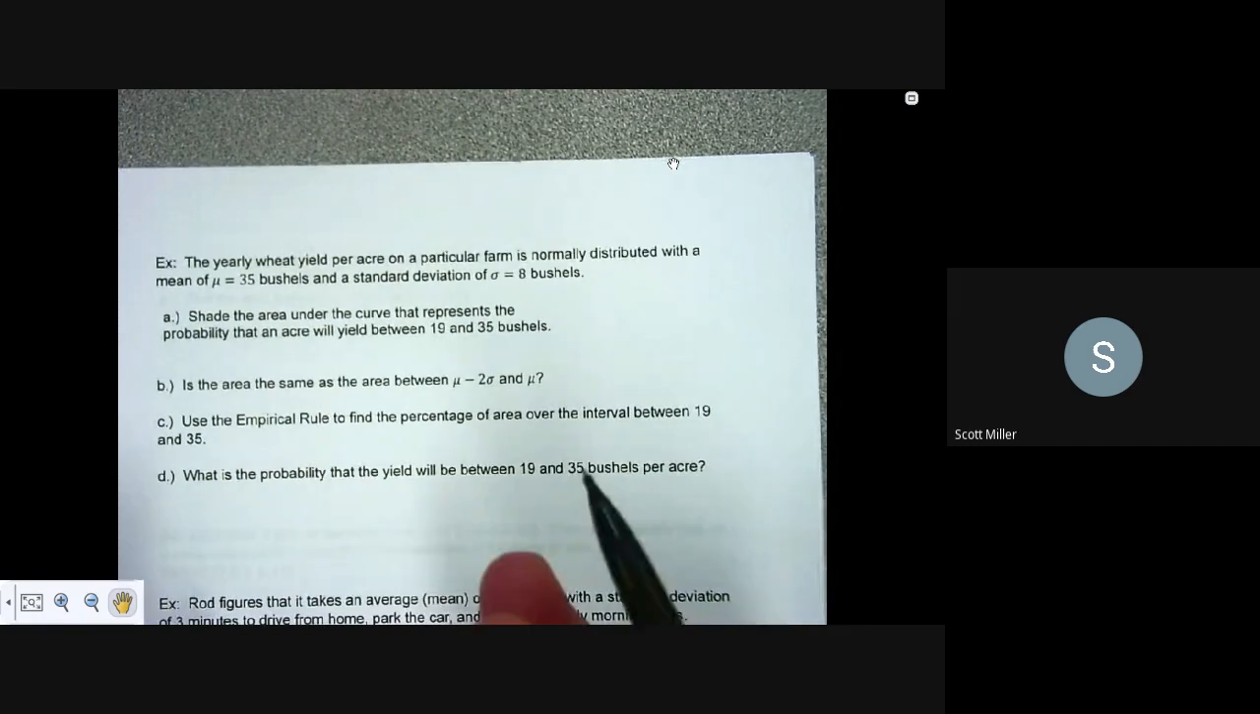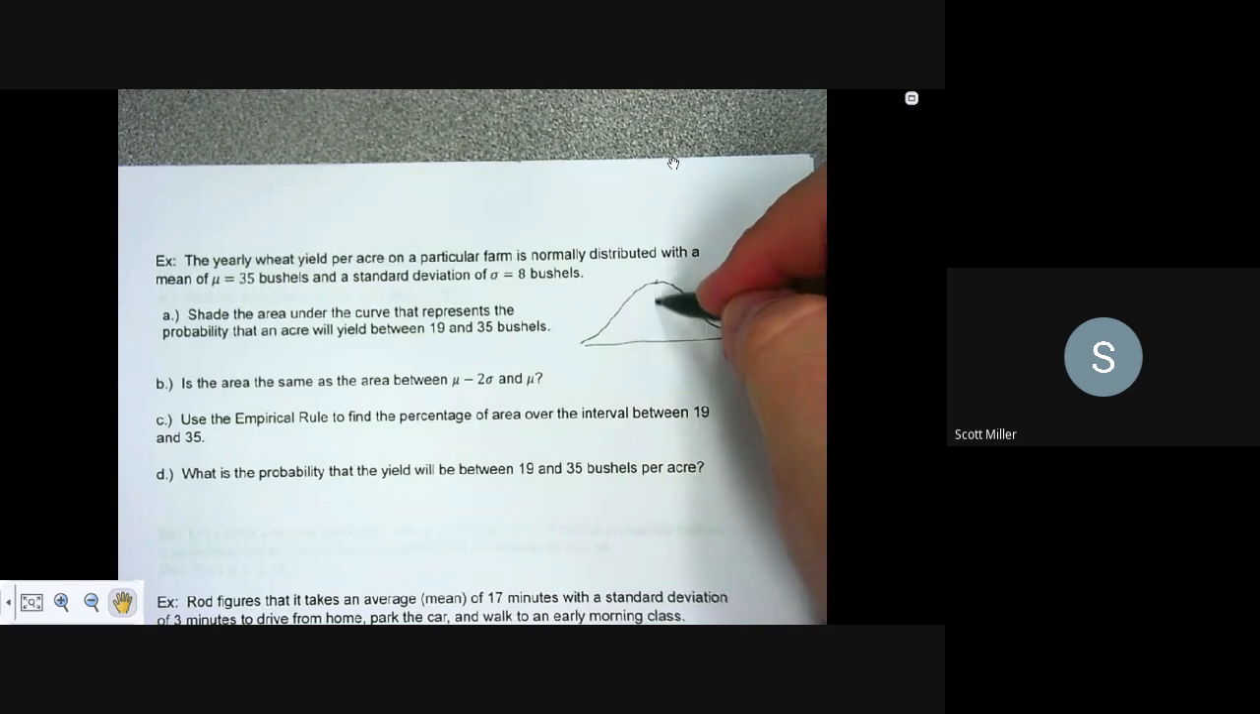So what they want you to do in that situation is draw a normal curve. You can do it like this, and then like this. This, in the middle, is the mean. And the mean is 35. So this is 35.